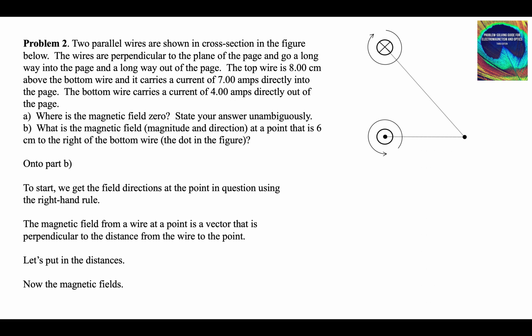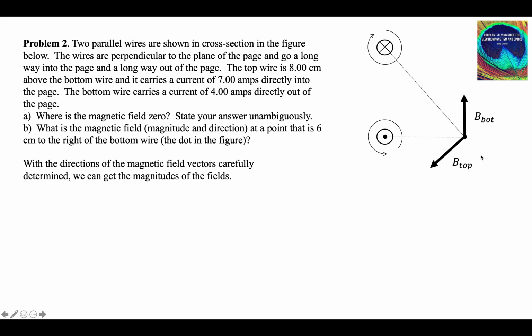Let's put in the fields. This guy is straight up. B from the bottom wire is straight up. If I stick my thumb into the page and curl it around, I see that it's down this way. So this one's right here. It's at a right angle to that distance, like that. That's a right angle. This is a right angle. Okay, we got the directions. Carefully. We got it right.